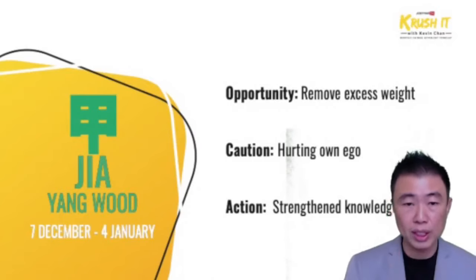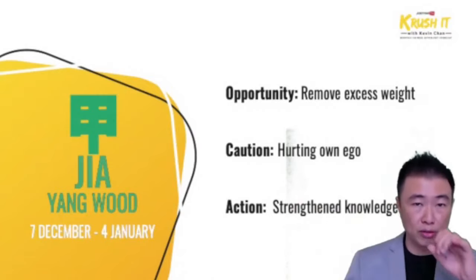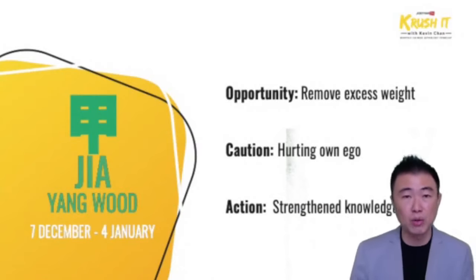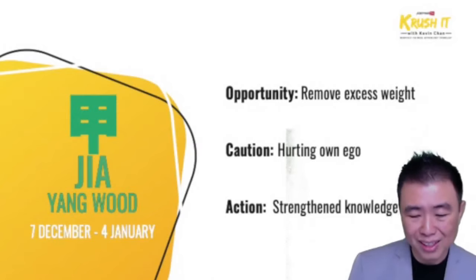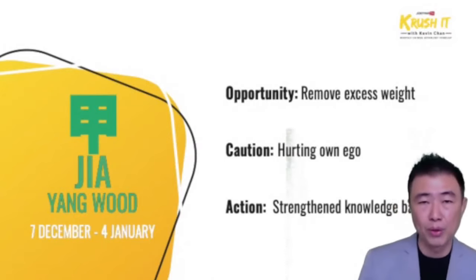So what they do during this particular time is that they usually would cut off a lot of the branches of the tree. So this particular month for you is basically the same for the Jia wood person, right? You need to take a look at yourself in terms of this entire year of all the things that you have done. What are the things that you're supposed to let go? Excess weight, right? Remove the excess weight.